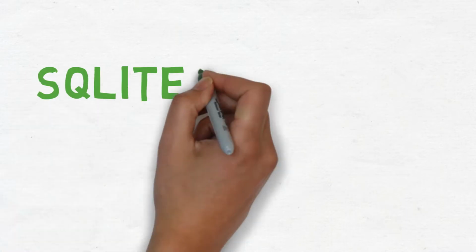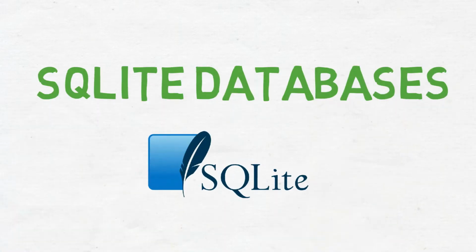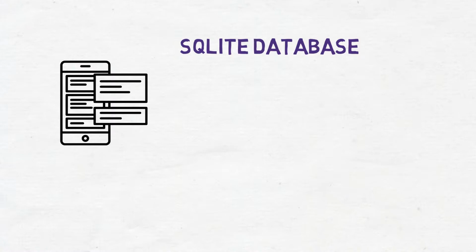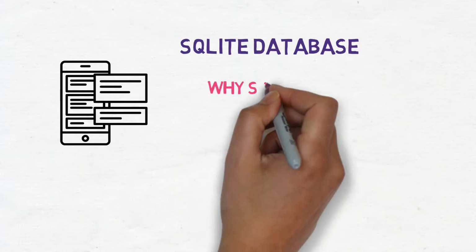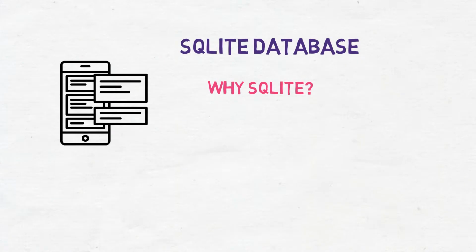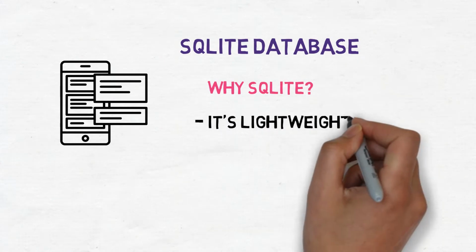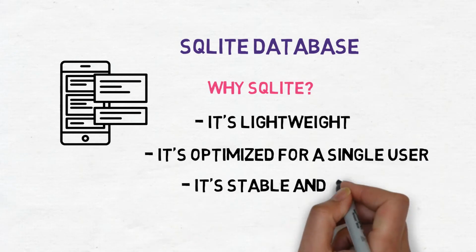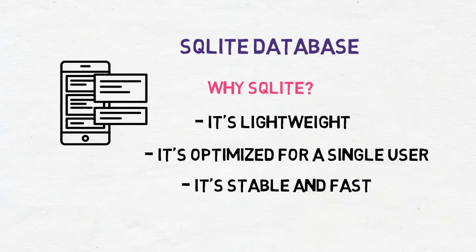Today we'll be talking about SQLite databases. All apps need to store data, and the main way to do that in Android is with a SQLite database. You may ask why SQLite? Because it's lightweight, it's optimized for a single user, and it's stable and fast. Let's talk about them in more detail.